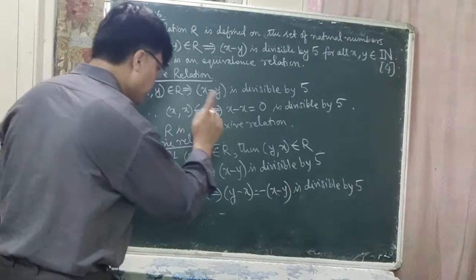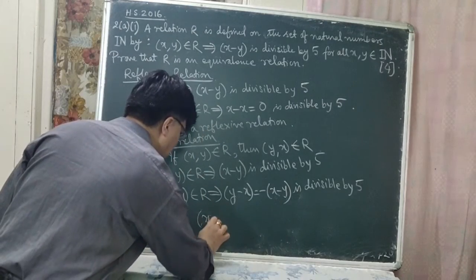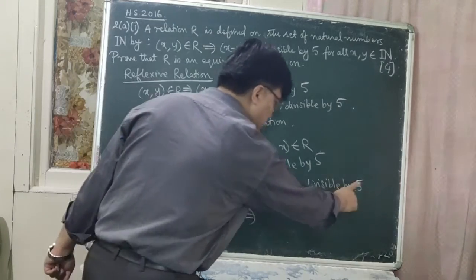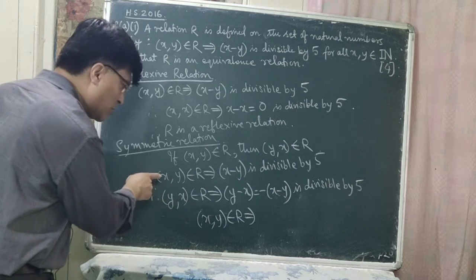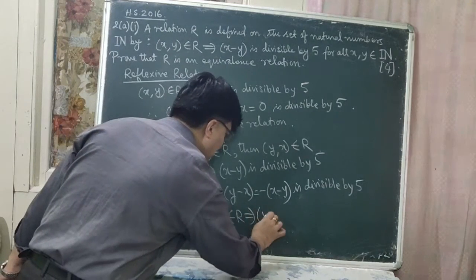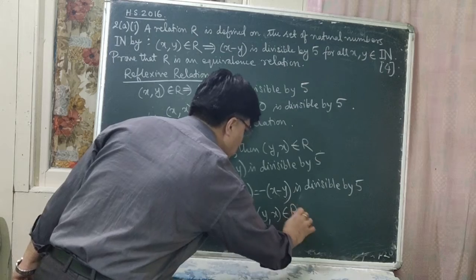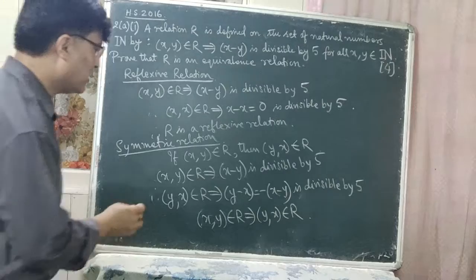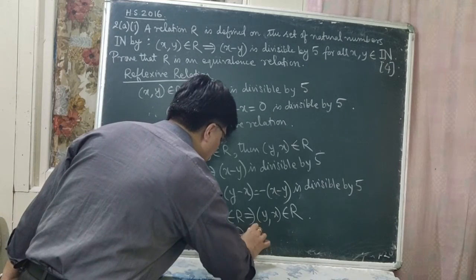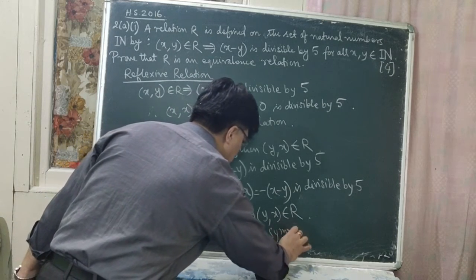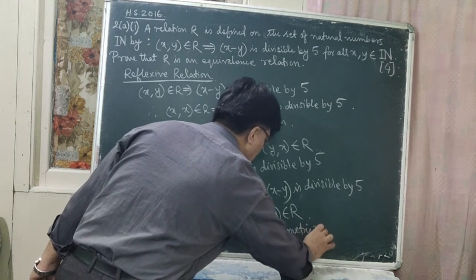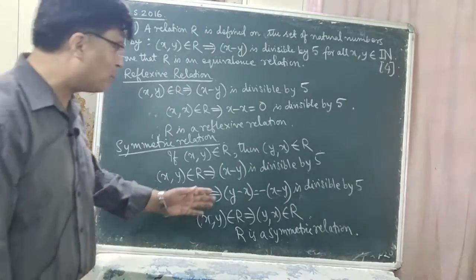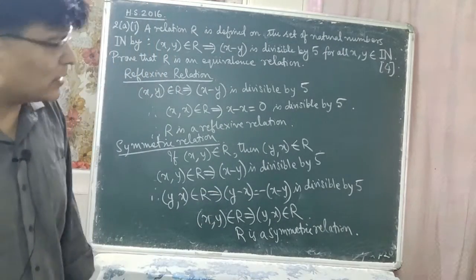That means x comma y belongs to the relation R implies that, so this is correct, isn't it? So x comma y belongs to the relation R implies that y comma x belongs to the relation R. So what can we say about the relation R? R is a symmetric relation. So we have proved that R is a symmetric relation.